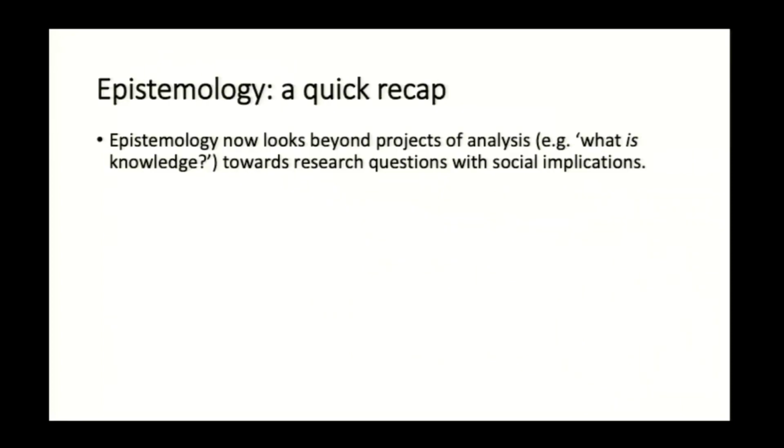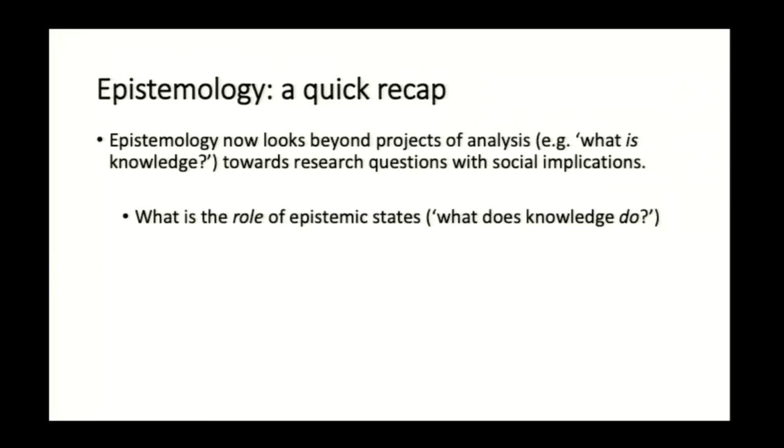So, a brief recap of the last 40 years of epistemology. The caricature goes, philosophers who work in epistemology have moved away from analysing states like knowledge, trying to find necessary and sufficient conditions, towards research questions that have more social implications. So people have been asking, what's the role of epistemic states like knowledge? What does knowledge do? For example, does it have a particular role in licensing when we should assert things or when we should act upon pieces of information?